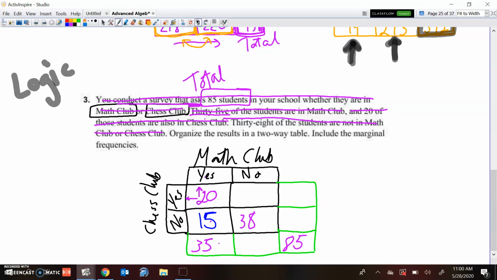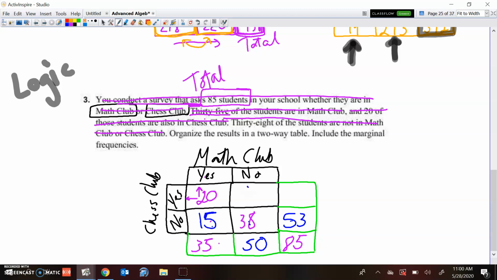Okay, and then if I keep going, what if I just go straight across here? So 15 and 38 is going to give me the total there. 15 plus 38 gives me a total of 53 students. Now this number means that there were 53 total students that said no to chess club. All right, what else can we fill in? How about this one right here? 35 plus something equals 85. 35 plus 50 equals 85. So we're going to put a 50 here.